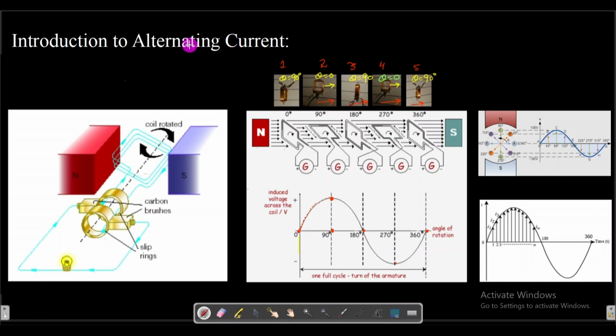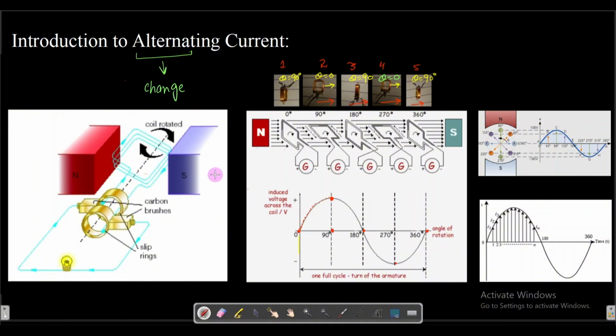This is the introduction to alternating current. Here in the name alternating current, we have this word "alternate", and this word alternate means change. So alternating current means that current which changes in magnitude and direction.